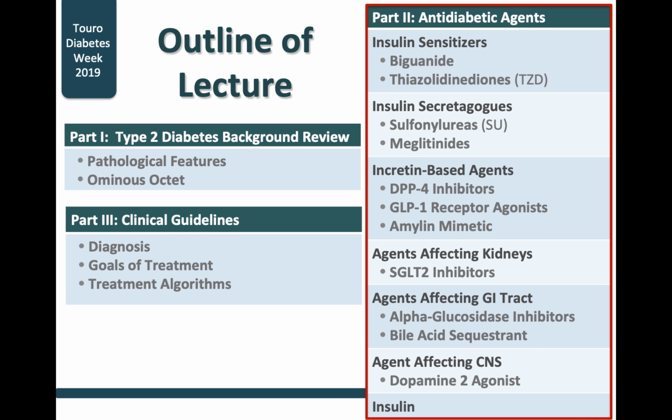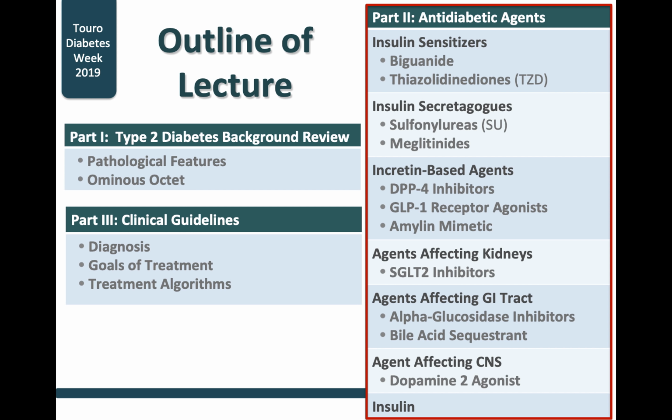So how do we do that? There are many drugs that have been produced to achieve this goal. And we divided all these drugs into 7 main classes. But under each class, we have some subclasses. So first, we will talk about insulin sensitizers. There are biguanide and thiazolidinediones, also called TZDs.